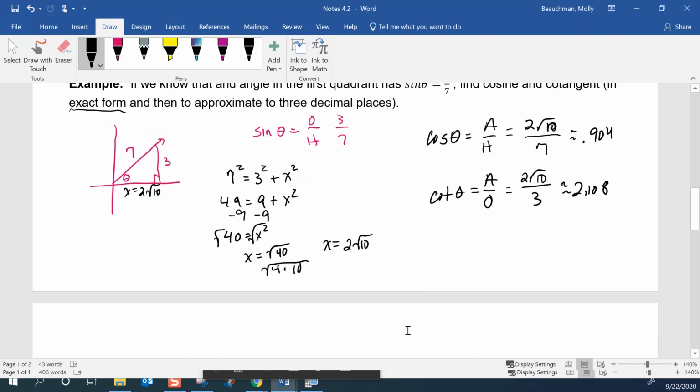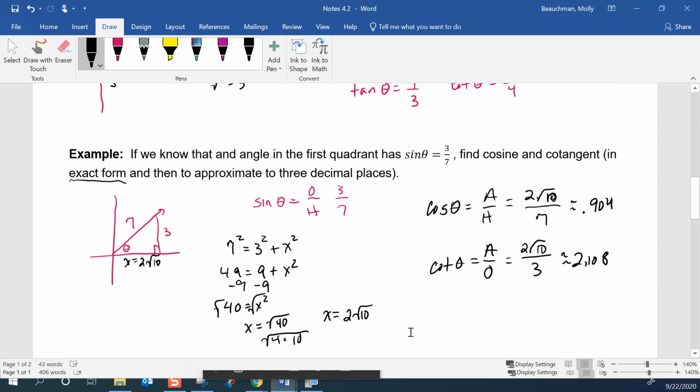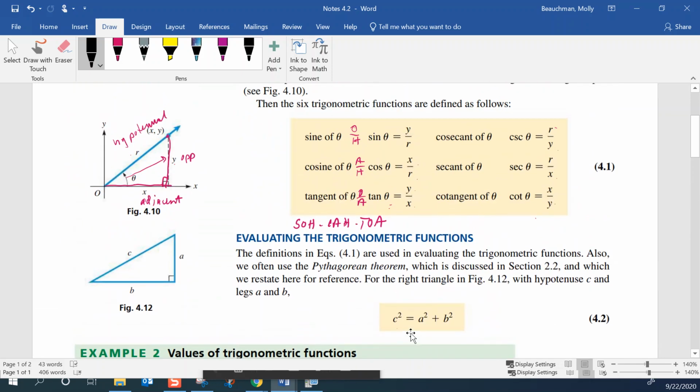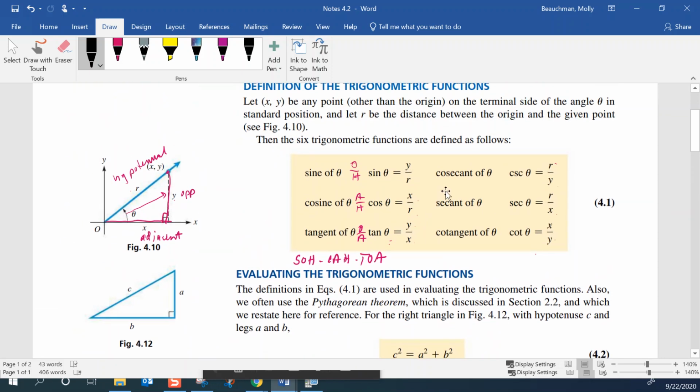All right, so those are the 3 trig functions, or the 6 trigonometric functions. Once you know sine, cosine, and tangent, the reciprocals of those are the cosecant, secant, and cotangent.